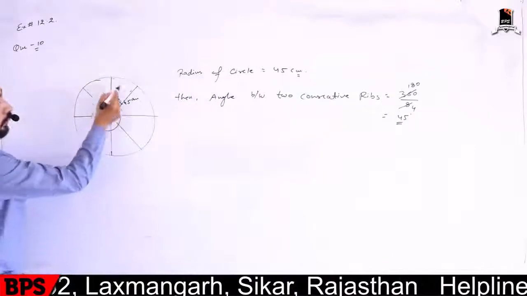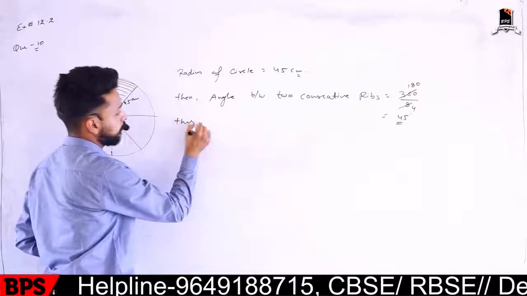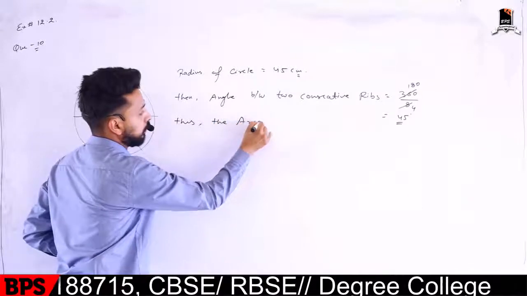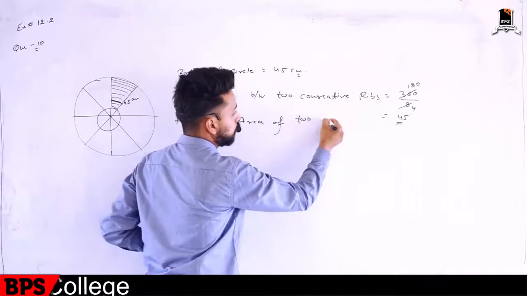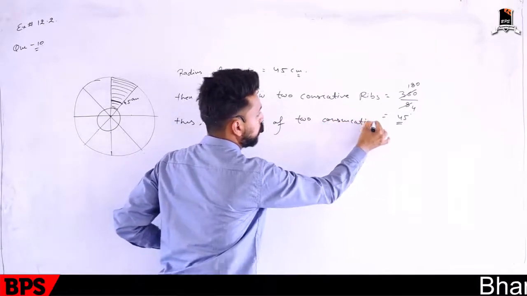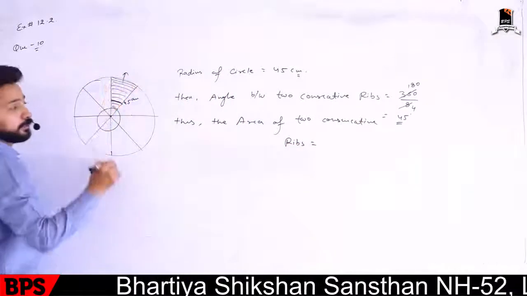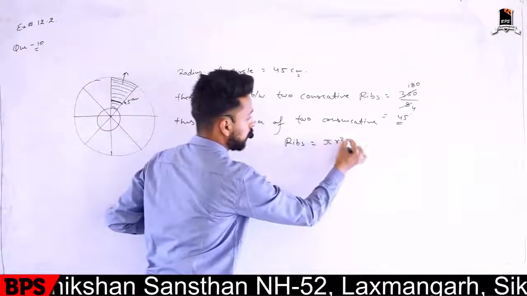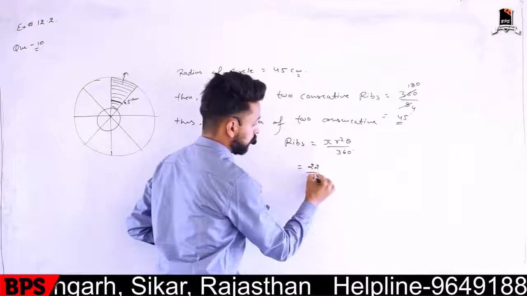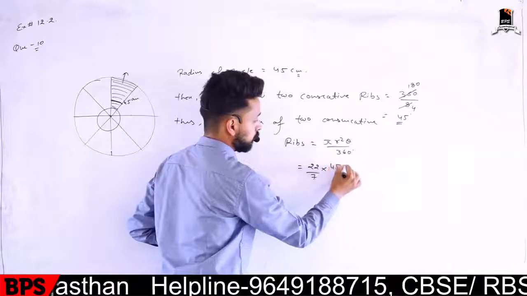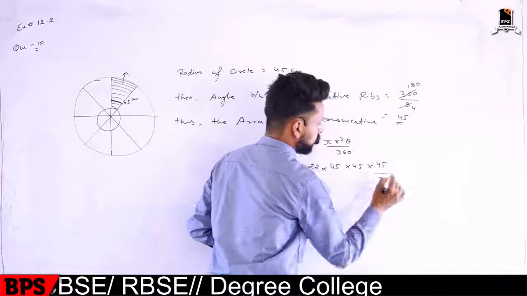We have to find the area between two consecutive ribs. So the area of two consecutive ribs is the area of a sector. The area of a sector is pi r square theta upon 360 degrees. Then pi is 22 upon 7, into radius 45 into 45, into 45 upon 360 degrees.